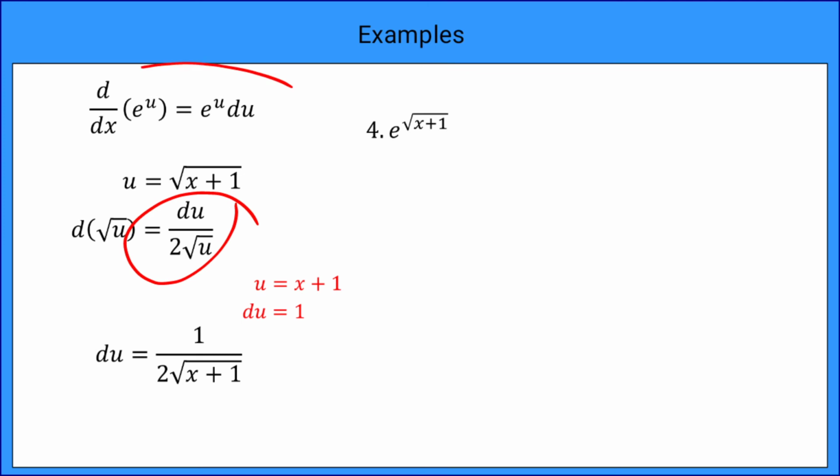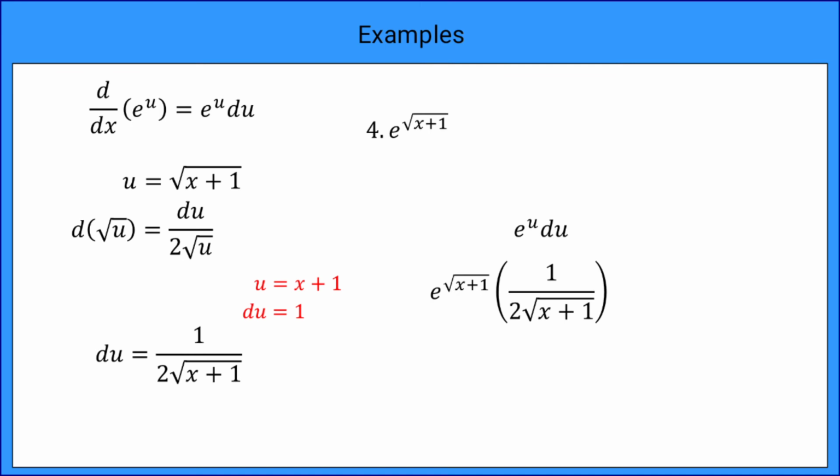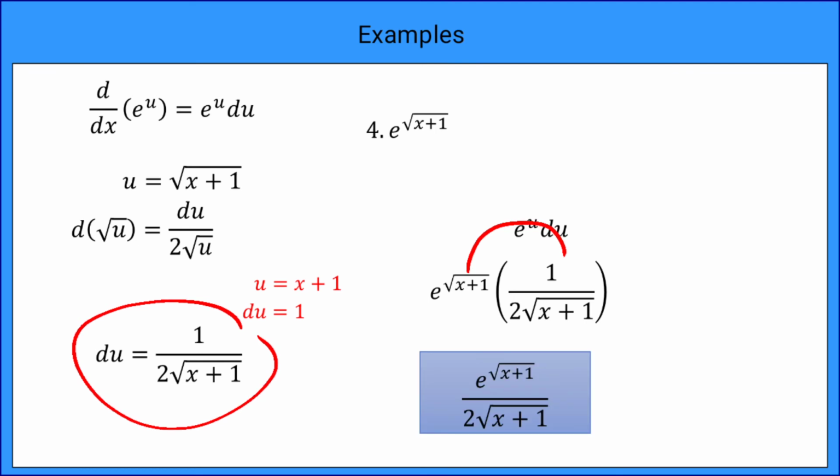And we're gonna go back to this rule for finding the derivative of an exponential function. We have e raised to u du, and let's just substitute. So we have e raised to the square root of x plus 1 times this du is 1 over 2 square root of x plus 1. We're just going to multiply this numerator to the numerator. We're gonna get e raised to square root of x plus 1 divided by 2 square root of x plus 1.